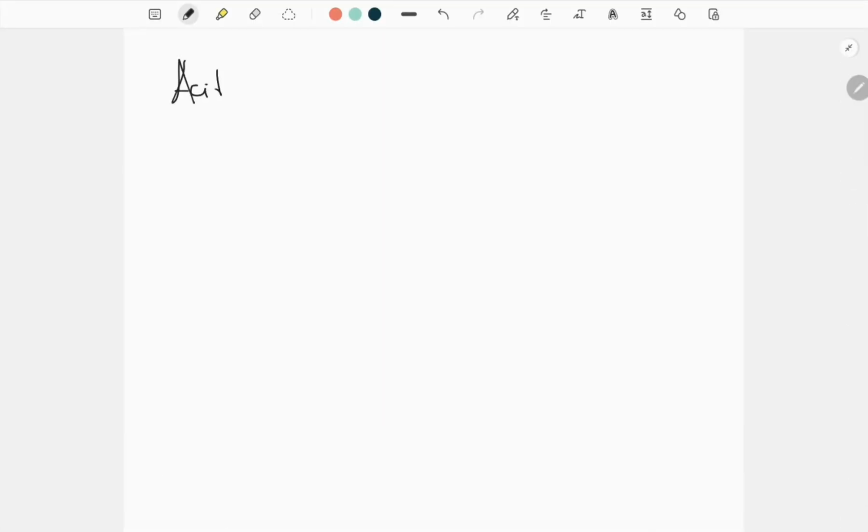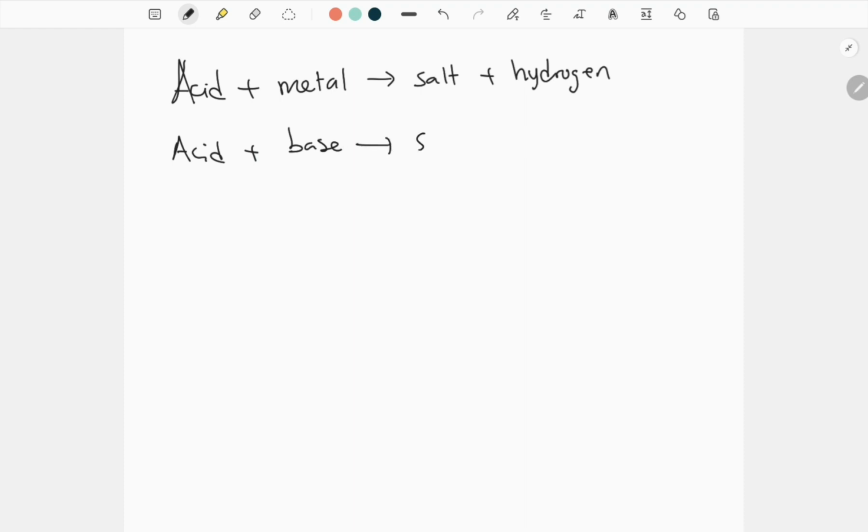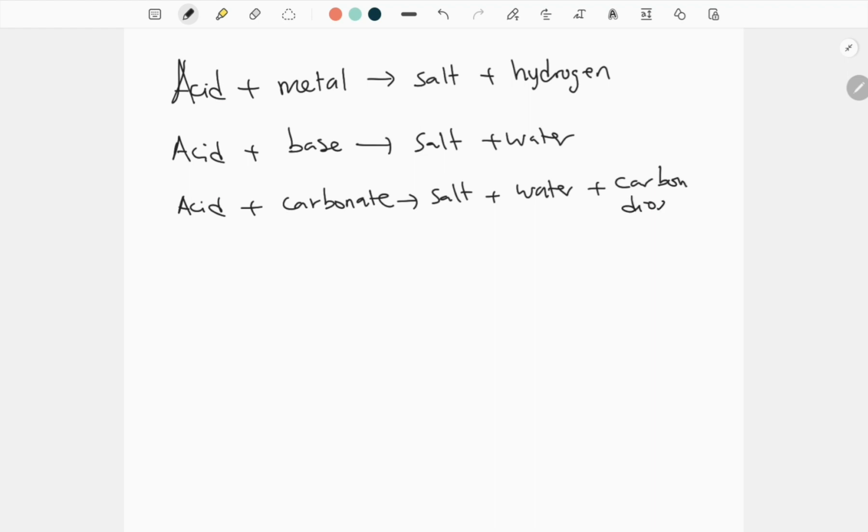Acids react with metals to produce a salt, which is an ionic compound, as well as hydrogen gas. Acids can also react with bases to produce a salt and water. Lastly, acids react with carbonates, which are a type of base, to produce a salt, water, as well as carbon dioxide gas. Now here's a little shortcut to determine the products of these reactions.